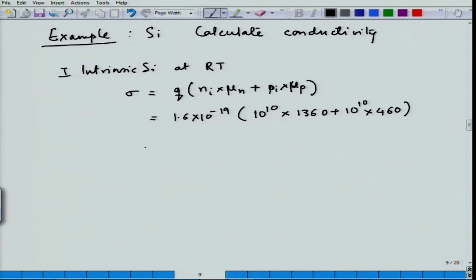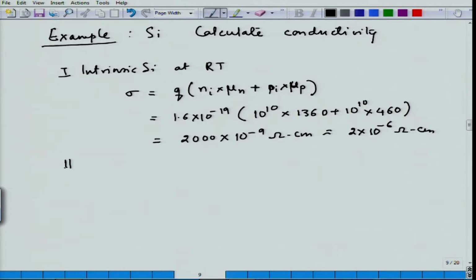And if you do this calculation, you will get a value for conductivity which is about 2000 times 10 to the power minus 9 ohm centimeters, or you would write it as 2 times 10 to the power minus 6 per ohm centimeter. This is for an intrinsic semiconductor. So, the intrinsic semiconductor has this conductivity.